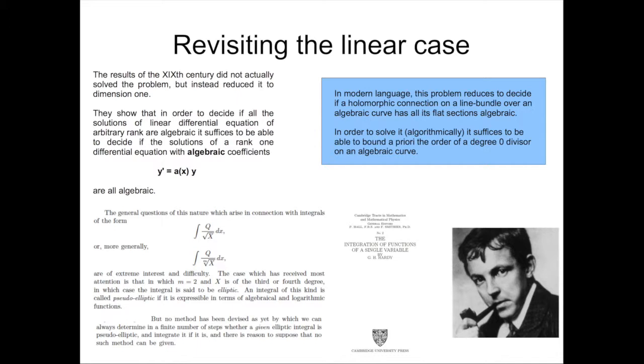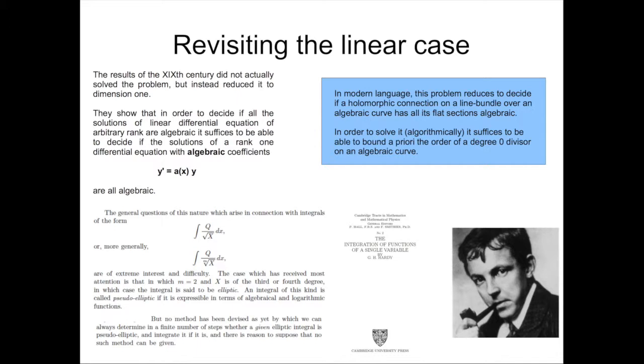So in modern language, this problem reduces to the problem of deciding if a holomorphic connection on a line bundle over algebraic curves has all its flat sections algebraic. And in order to solve it, we can see that what we need to do is to provide an a priori bound to the order of a degree 0 divisor on an algebraic curve. So somehow from the connection we produce this degree 0 divisor. It's an element of the Picard group of the curve, and we want to give an a priori bound for its order.